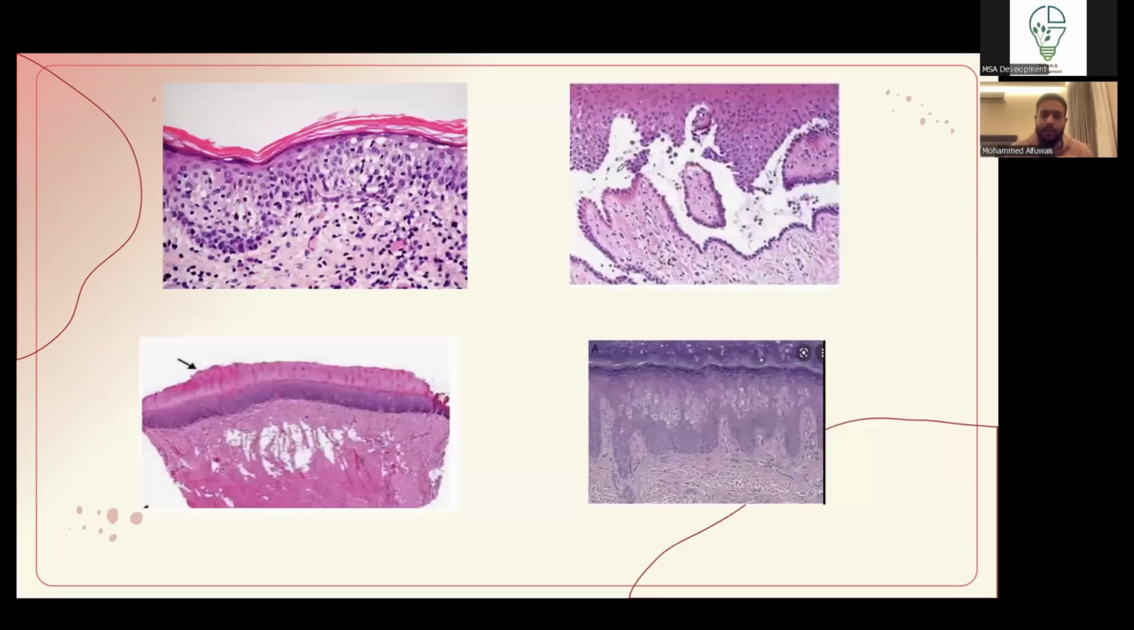Okay? Now, how about over here? You have this blood vessel, which you can clearly tell. There's a lot of white blood cells, which are all these lymphocytes, you can tell, going into the epidermis. What do we call this? Exocytosis. Good.